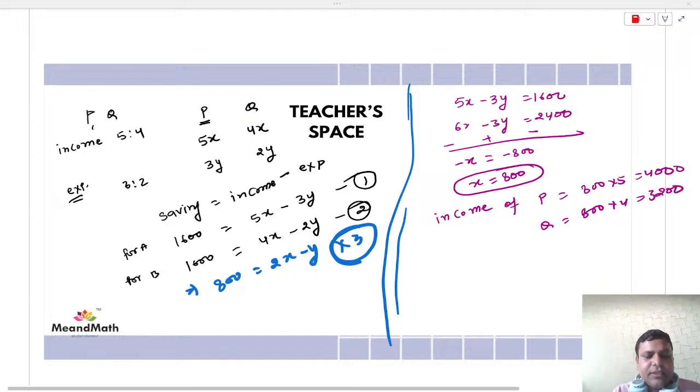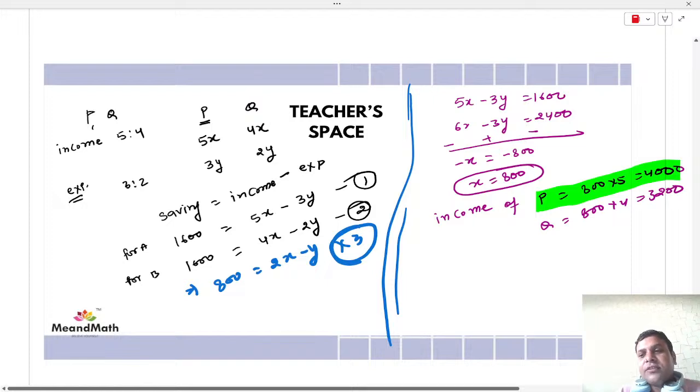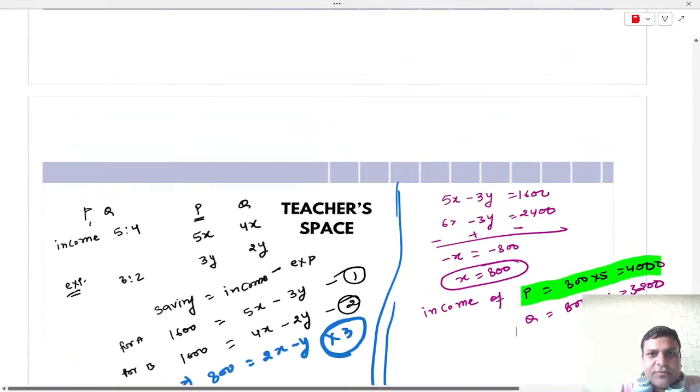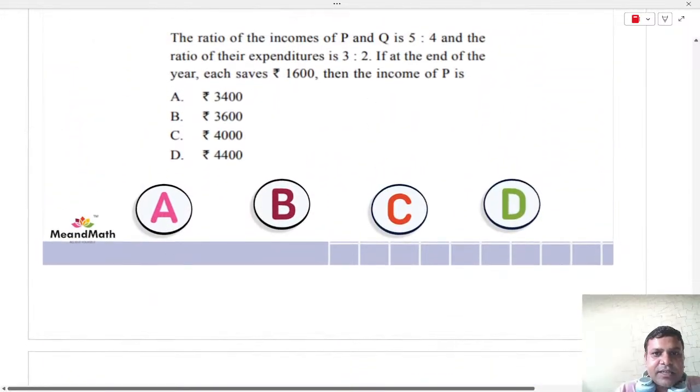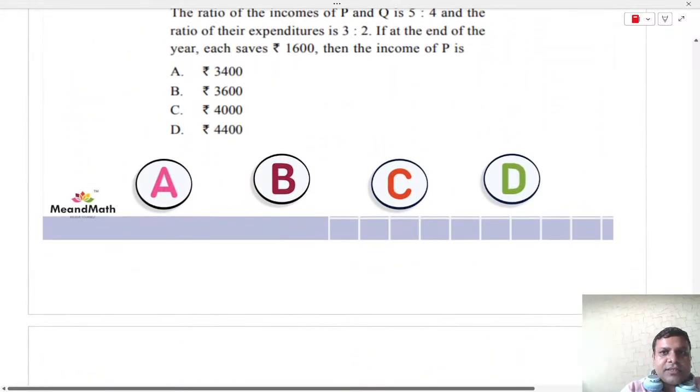What is the question? The question is asked about the income of P. So the income of P is 4000 rupees. So the answer for this question is 4000 rupees. Which option is correct here? C option is the correct answer.